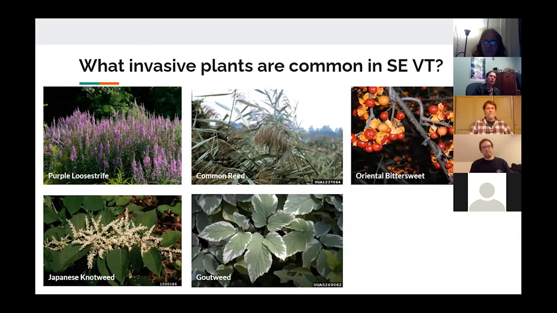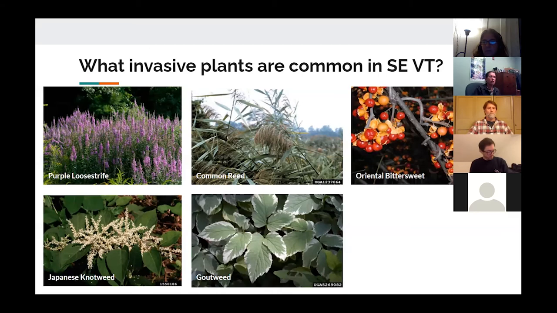Oriental bittersweet, Peter has introduced this species. It is a woody vine, and as Peter mentioned, it will topple trees. And a lot of people like to collect the fruit, which is the pretty red and orange colored fruit, and make wreaths in the fall. And that's one way to spread this invasive.